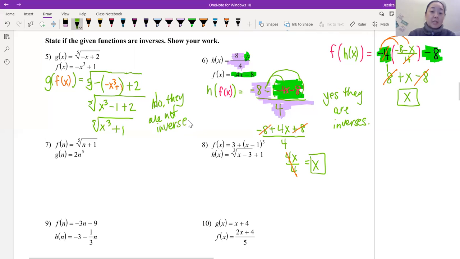Do you need to do the other side? No need, because even if the other side did all simplify to x, which it wouldn't matter because it needs to work both ways, just like how it did here. And again, remember, it has to equal x, not 2x, not 3x.